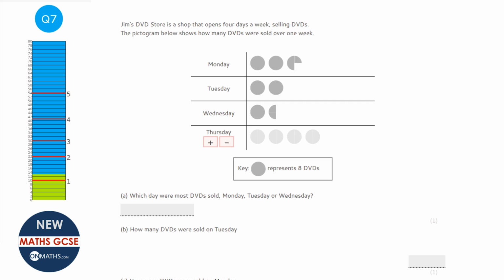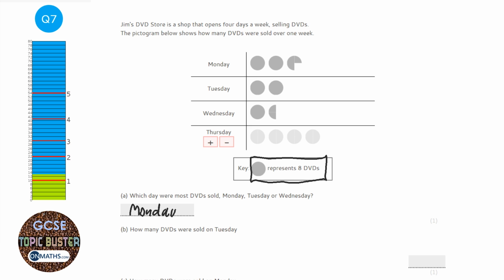The first thing to look at with a pictogram, which this is, is the key. Now the key tells us what each picture represents. So if you have a look at the key here, it says each circle represents 8 DVDs. Now that's the complete circle. So it says what day are the most DVDs sold, Monday, Tuesday or Wednesday? Well, you can always just look at which has the most shapes. Now Tuesday has 2, Wednesday has 1.5, but Monday has over 2, 2 3/4. So it's definitely going to be Monday because it's got the most circles.